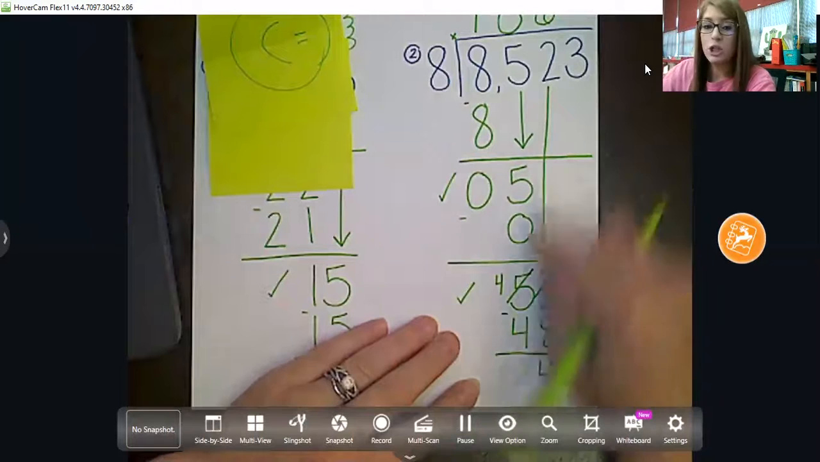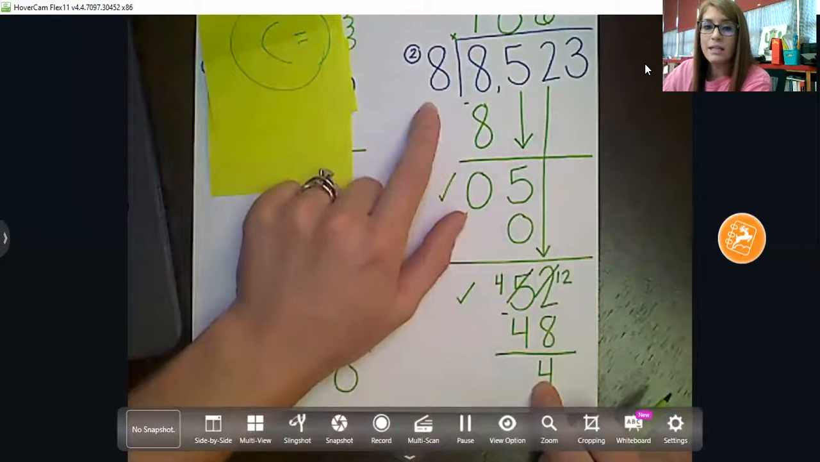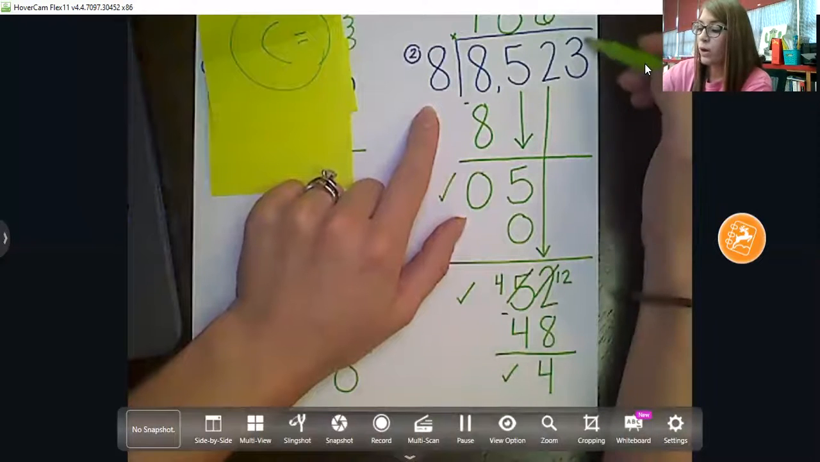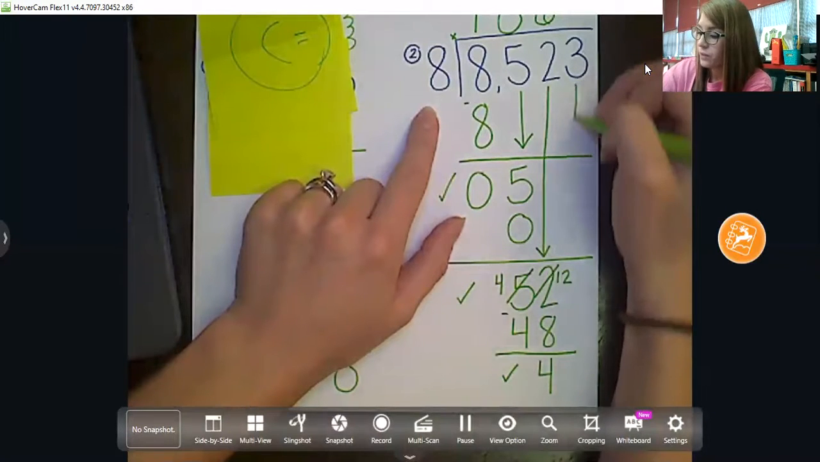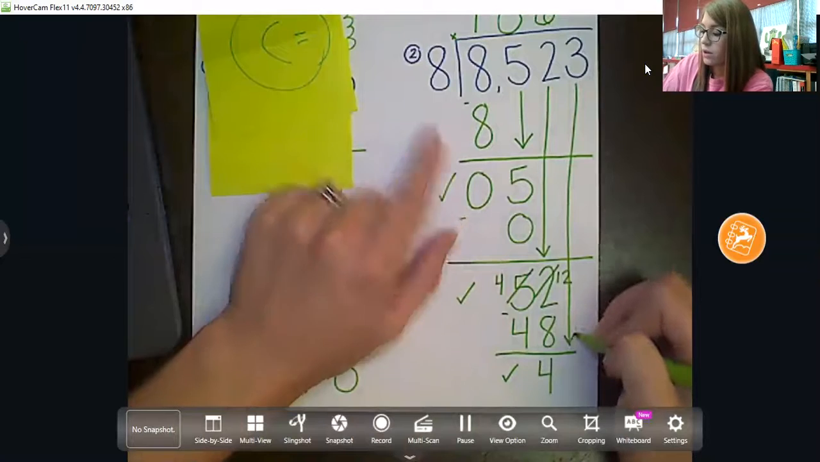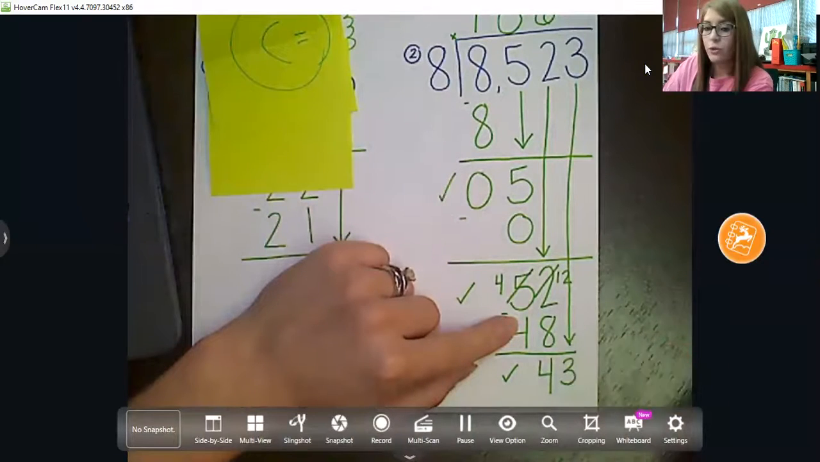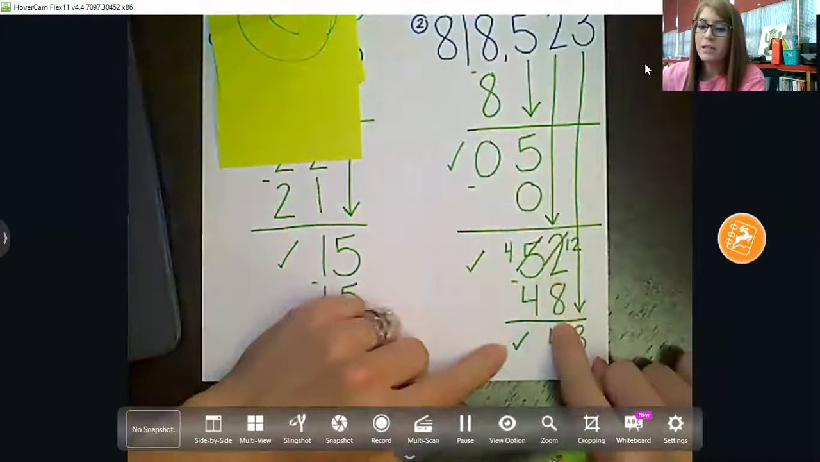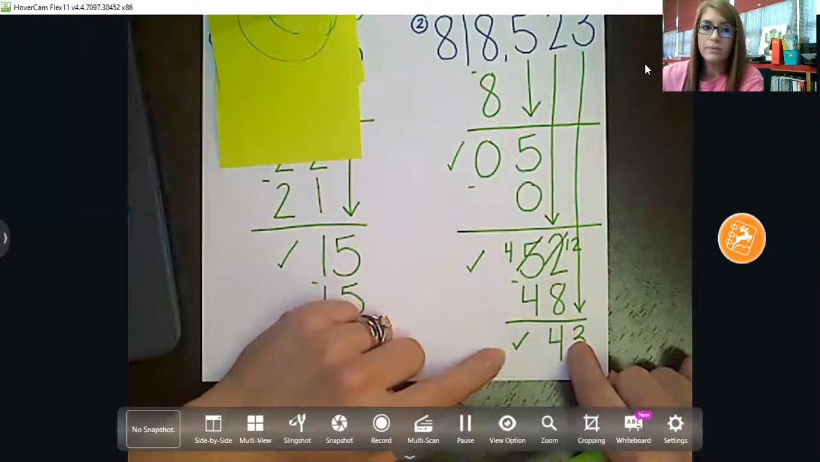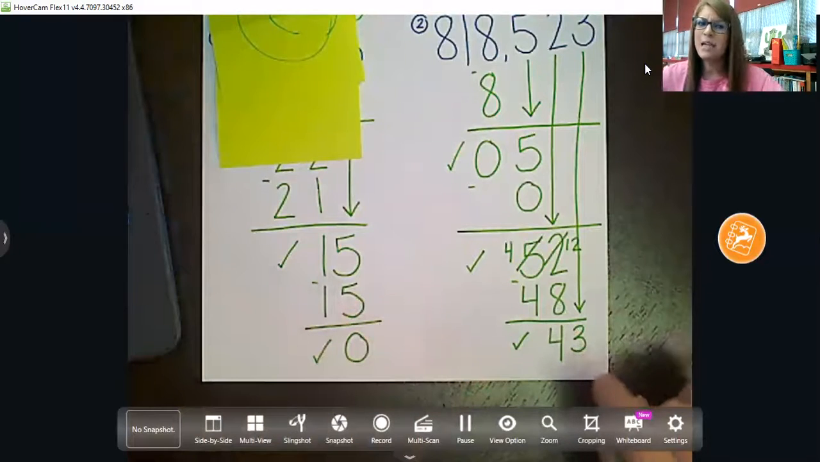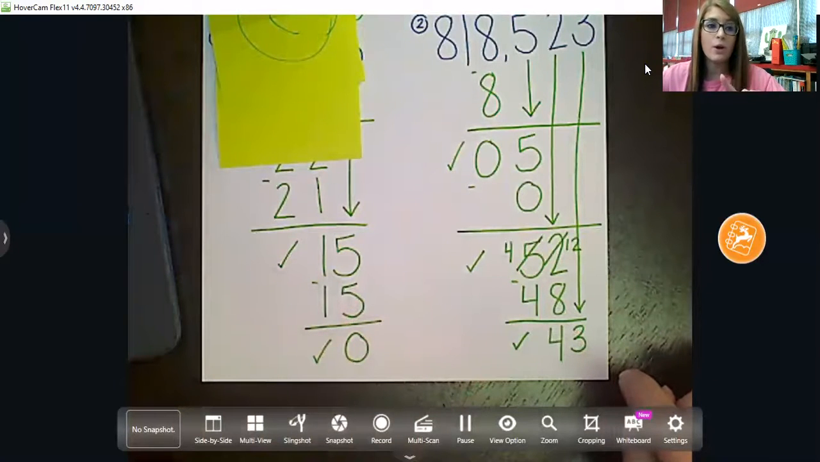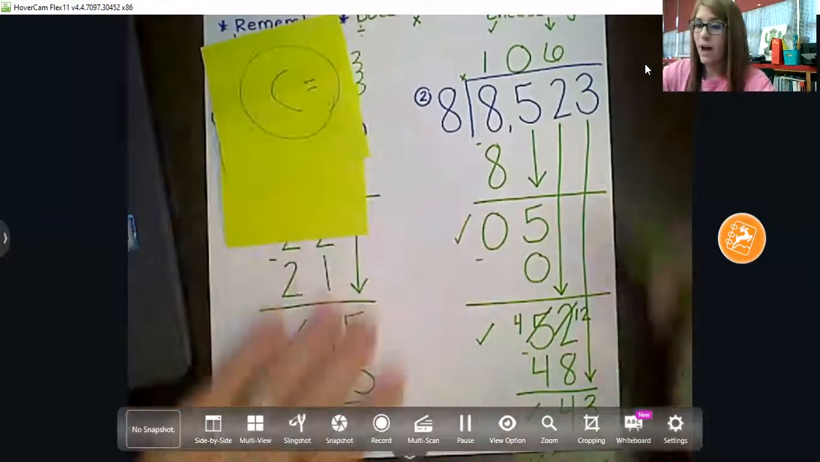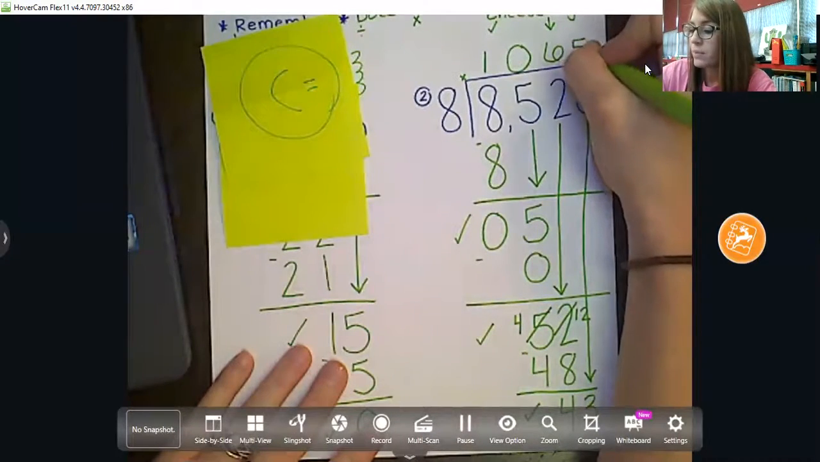Very good. Now I'm going to check. Is 4 less than 8? Yes, it is. Then I'm going to bring down. Now I've got 43. Okay. So can 8 go into 43? Yes, it can. How many times? 8 times what's going to get me close to 43 without going over? Very good. 8 times 5. I'm going to put my 5 right up here.